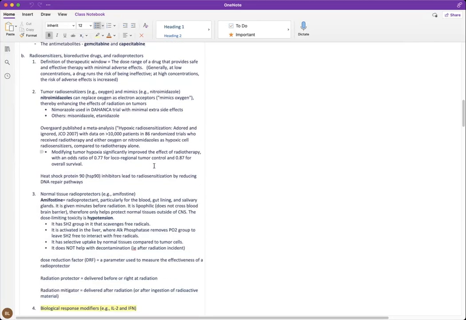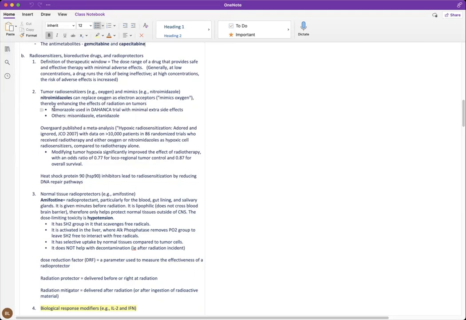Okay, radiosensitizers, bioreductive drugs, and radioprotectors. We talked about therapeutic window. This is a range where the drug is providing good, effective therapy with minimal side effects. Tumor radiosensitizers, oxygen, and mimics like nitroimidazole. Nitroimidazole can replace oxygen as an electron acceptor, so it mimics oxygen.